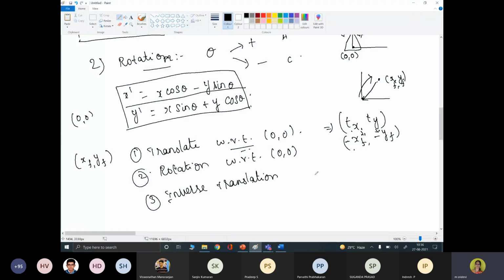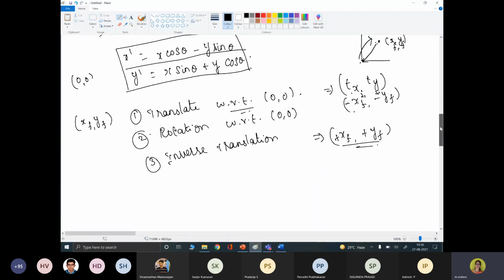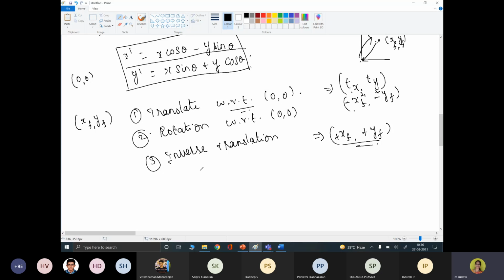What is the translation factor here? This again has to be kept in its original location, so it is plus xf, plus yf. Clear? The logic is clear. We are converting this and we are doing it. So when you perform this, what will happen to your x dash and y dash? We will write it step by step, and finally we can make out a single equation using this set of steps we have followed.